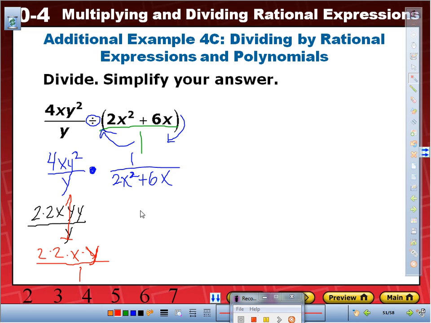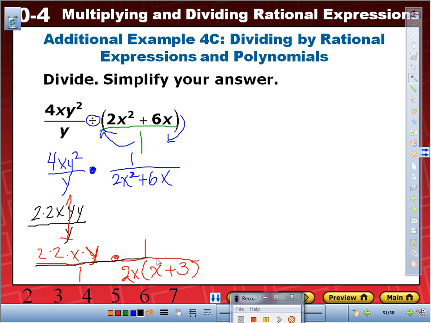Let's focus on this one. Anything on the numerator? Nope. It's a 1. How about the denominator? What's the GCF? 2x, and what do we have left? Plus 3. Okay, since we can't simplify this anymore, we just draw our line across to make it one fraction.